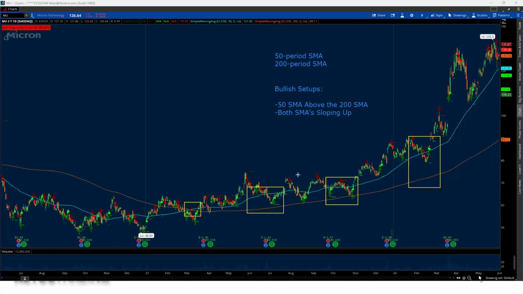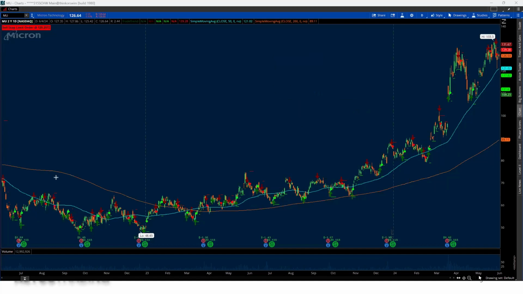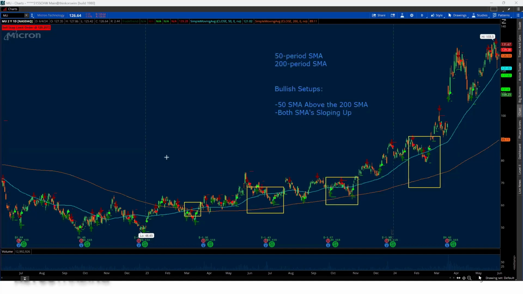So those are the rules for the moving averages. Now let's incorporate price action into this. Oops, sorry, I didn't want to do that. Let's keep those on there. All right. So what would create a buying opportunity?